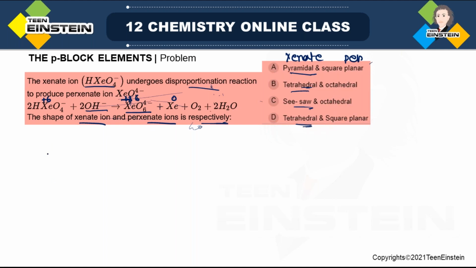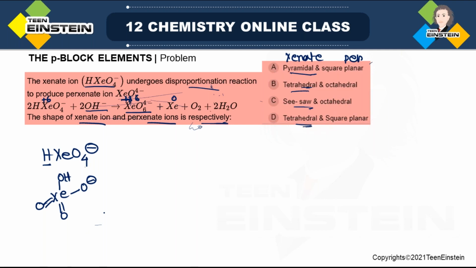Now we will solve it. Xenate ion, this is HXeO4 minus. But actually the bonding is that one of this hydrogen is attached with oxygen, that is xenon OH, and there are 3 oxygen left. Of these 3 oxygen, one oxygen will be carrying this negative charge, and the other 2 oxygen will have double bonds. So this is the structure, but we have to find out the shape.